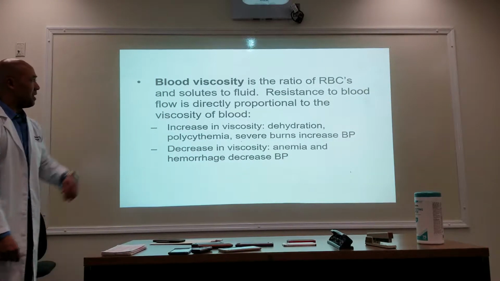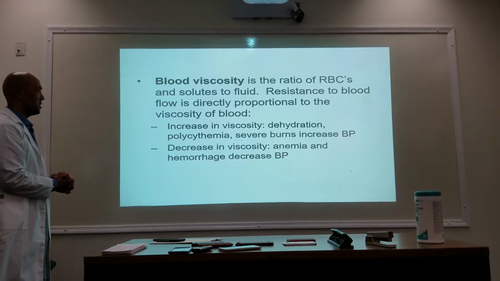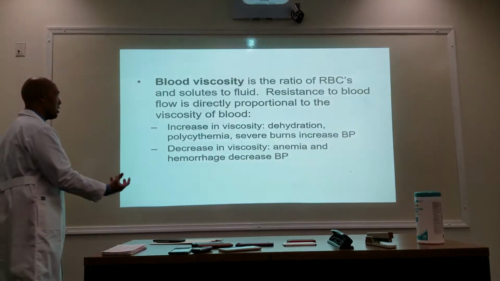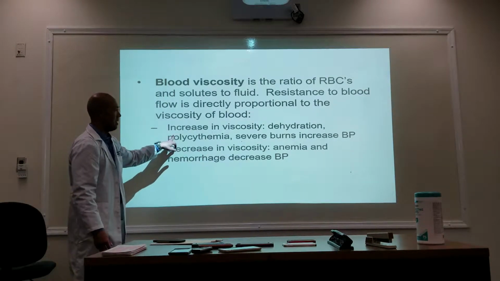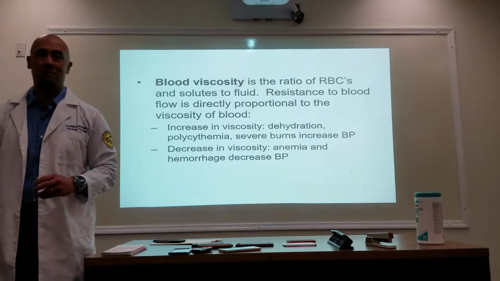So, blood viscosity is the ratio of the RBCs in solute to fluid. Resistance to blood flow is directly proportional to the viscosity of blood. In other words, the thicker the blood, the more the resistance. Well, how do you get increased viscosity? You can get it through dehydration. How is that possible? Less water.